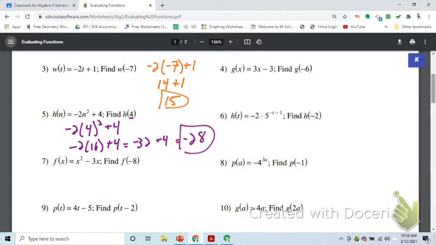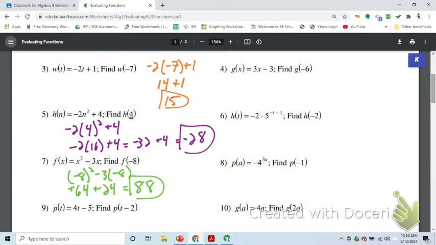Then change the color again. So let's go green. So I'm going to have negative 8 squared minus 3 times negative 8. So this will be 64 plus 24, which is going to be 88. Don't forget, negative times negative is a positive. That's why it's a positive 64 right there.